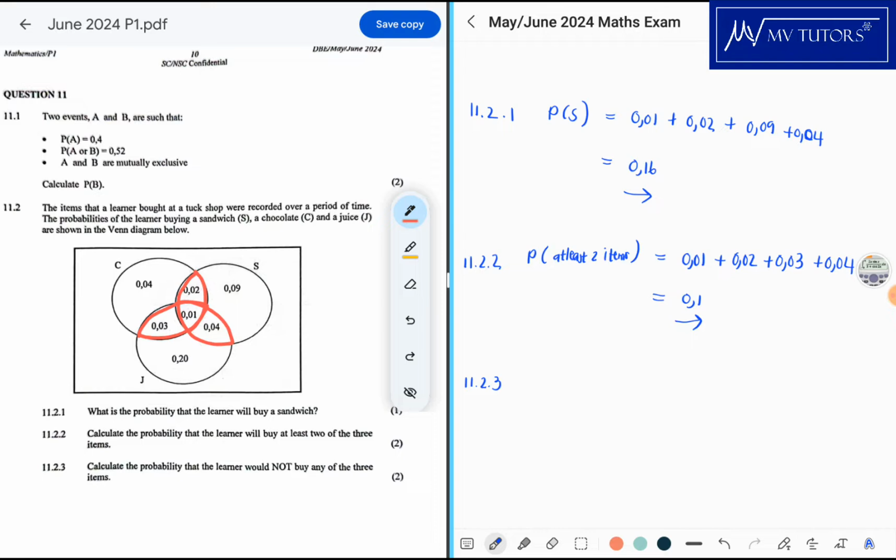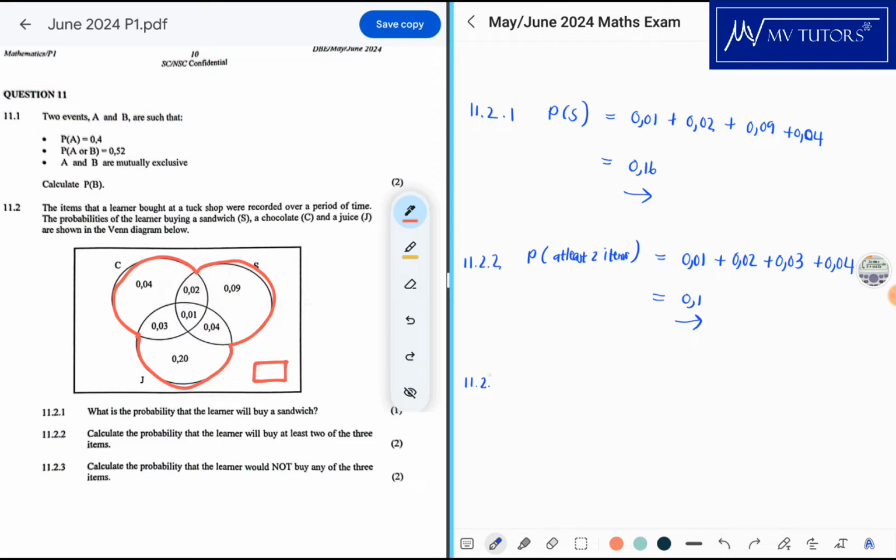And then 11.2.3, calculate the probability that the learner would not buy any of the 3 items. So basically, after adding everything up, there's something that's not included. That's what we need to calculate. So I'm going to say 1 minus, okay, the probability. Calculate the probability that a learner would not buy any, okay, let me just write this down.